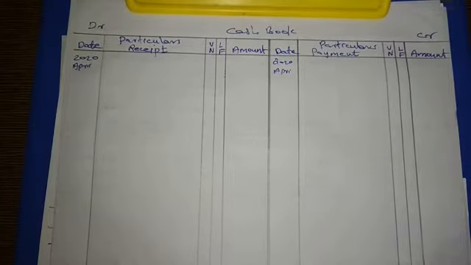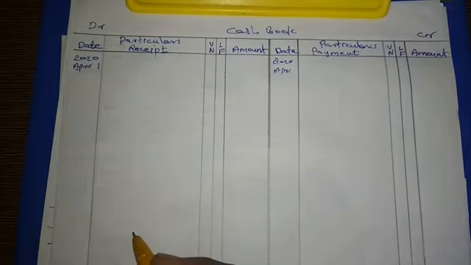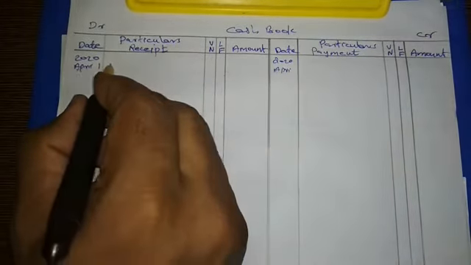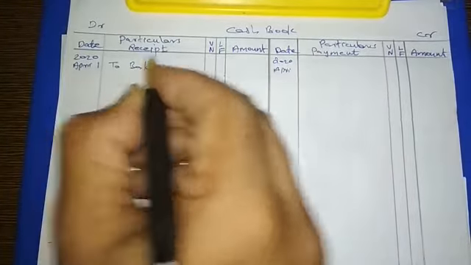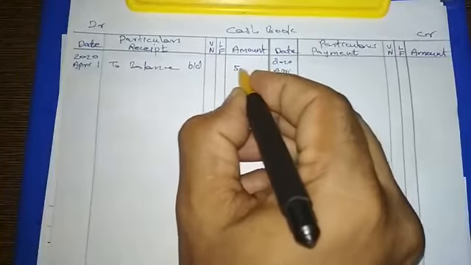The first transaction is given on April 1. Balance of cash in hand. Amount is 50,000. This side we are writing to balance brought down. That amount is 50,000.